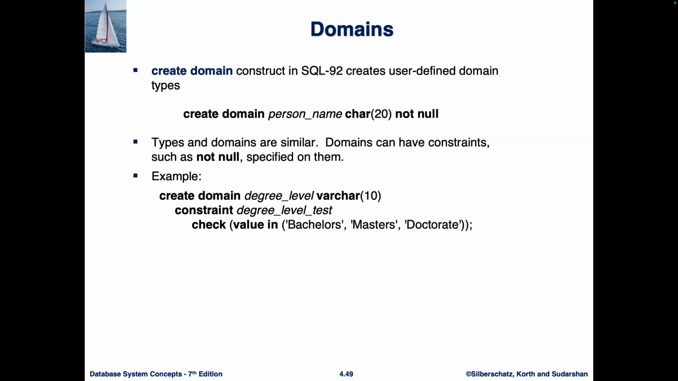For example, let's say we want to define a domain for degree level to restrict it to specific values like bachelor's, master's, or doctorate. In this example, we create domain degree level with a constraint that only allows one of these values, that is master's, bachelor's, and doctorate. The check constraint enforces that any value assigned to degree level must be either bachelor's, master's, or doctorate.